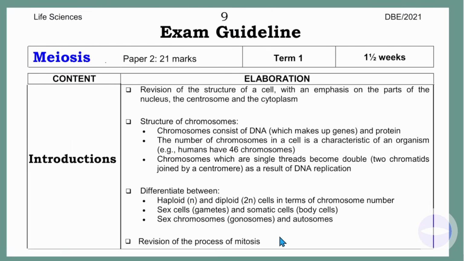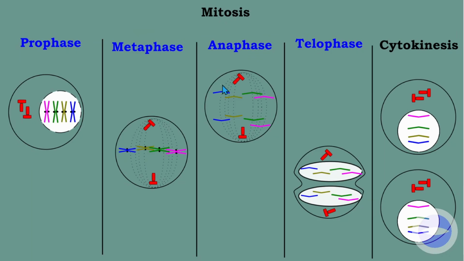Then another thing that the examiner wants us to know is the revision of the process of mitosis. We did mitosis in grade 10. Mitosis is divided into 4 phases: prophase, metaphase, anaphase, and telophase. Cytokinesis is not part of mitosis, but it helps to split the cell into 2. When the cell is split into 2 cells, this process is called cytokinesis. Like here, you see the cytoplasm starting to split. But the phases are prophase, metaphase, anaphase, and telophase.